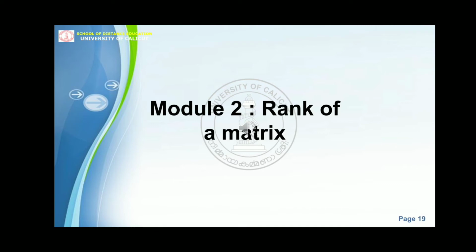Module 2, rank of a matrix. Let A be an m × n matrix. Then if we retain any t rows and t columns of A and delete the rest, we obtain a t × t square submatrix of A. The determinant of this square submatrix of order t is called a minor of A of order t.